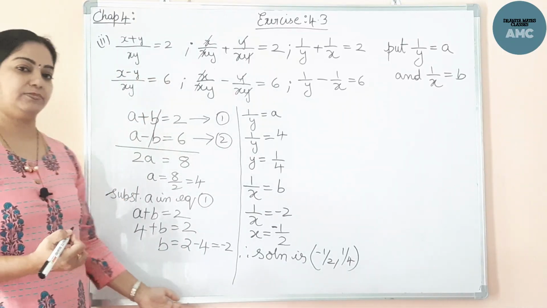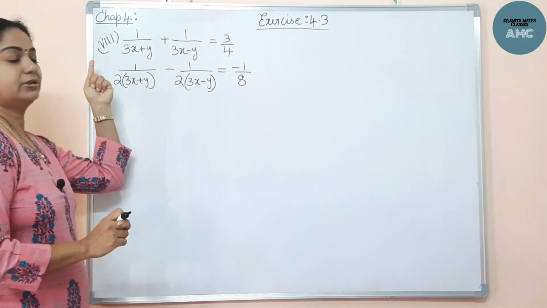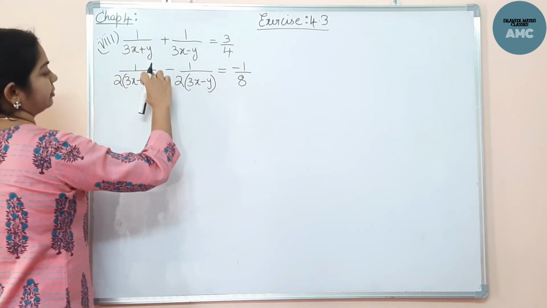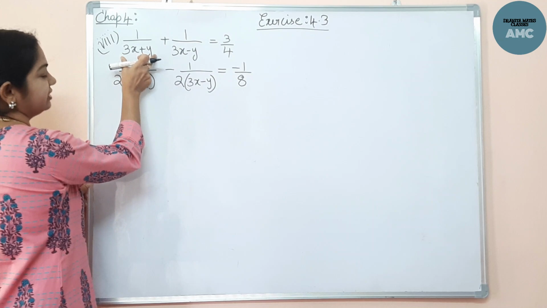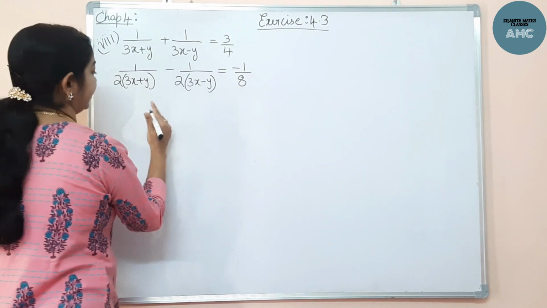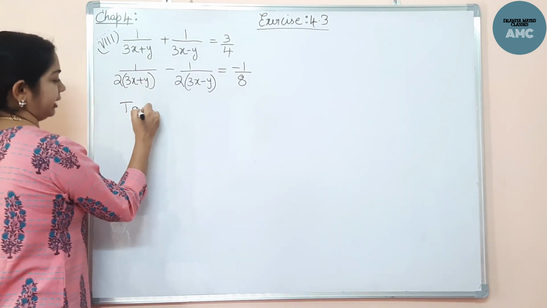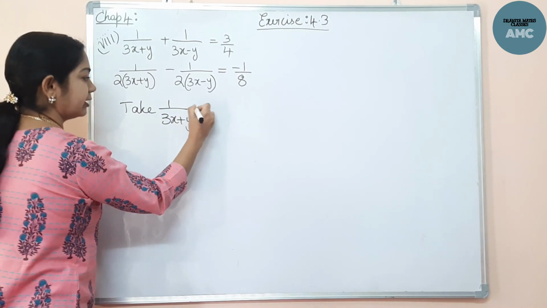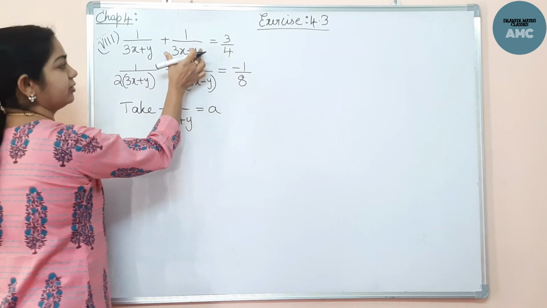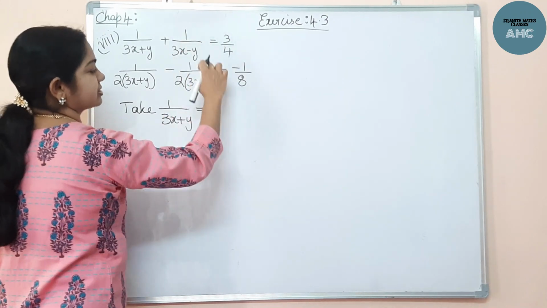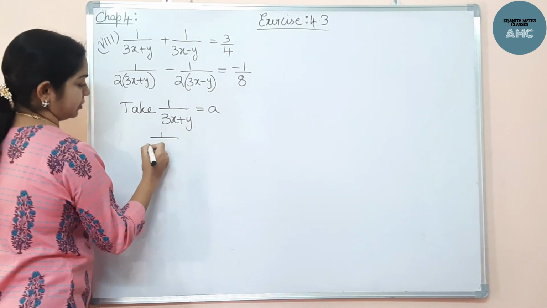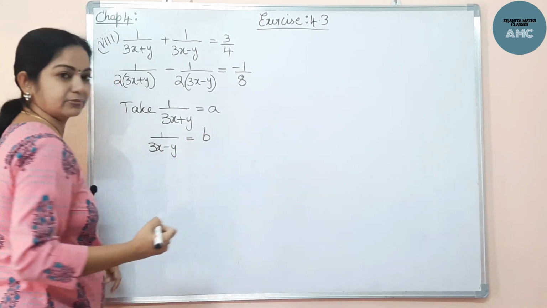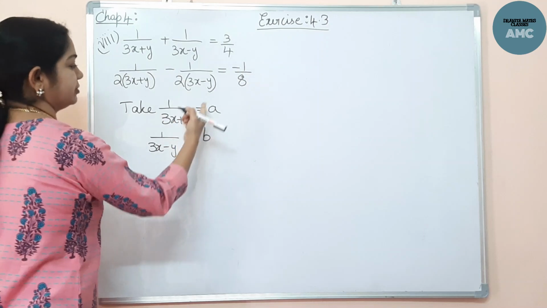Okay. Now quickly copy down the eighth problem here. See, these two are common here. 1 by 3x plus y is common. So we will take 1 by 3x plus y as some other variable a. Now here, common is 1 by 3x minus y. So 1 by 3x minus y as b. Right. Now we'll reduce the equations into a and b.